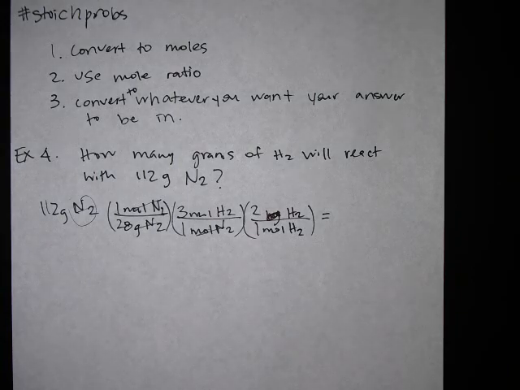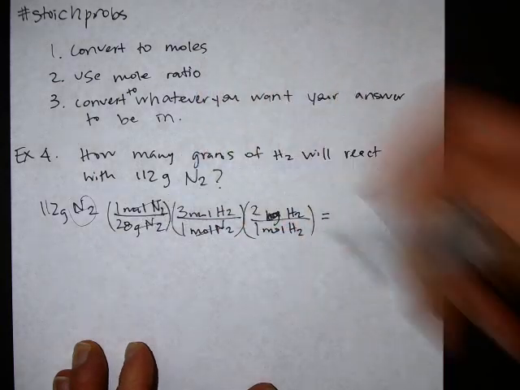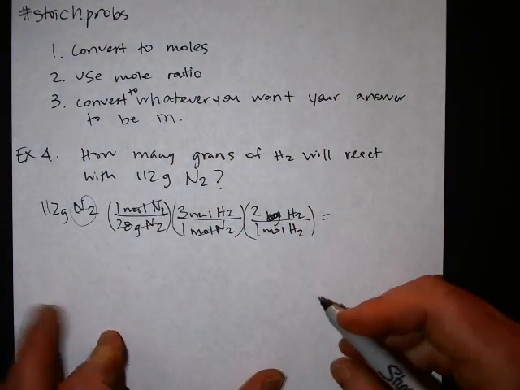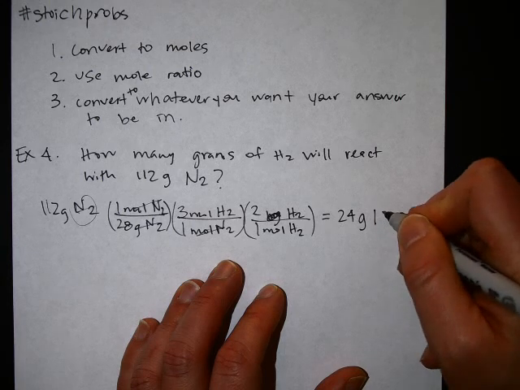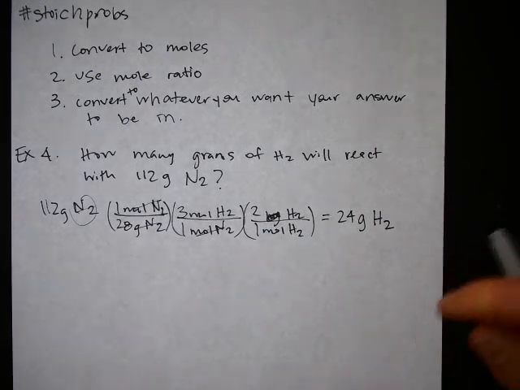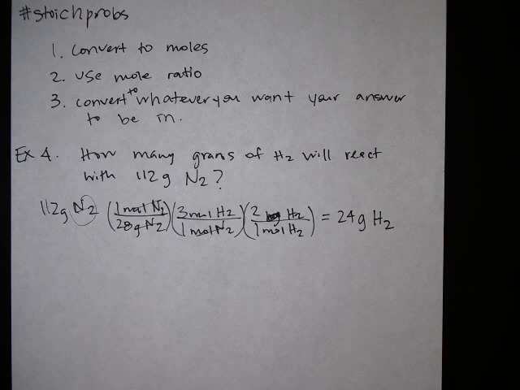When you solve this problem, you take 112 times 3 times 2 divided by 28. You know what you get? You get 24. It's good, right?